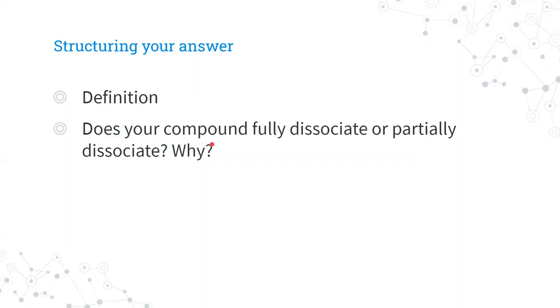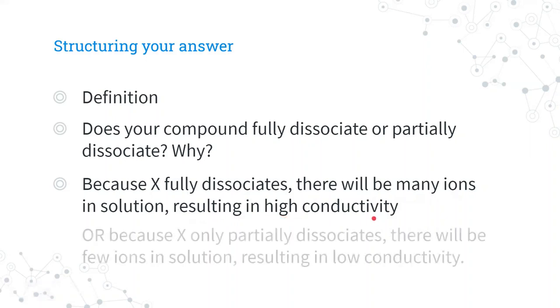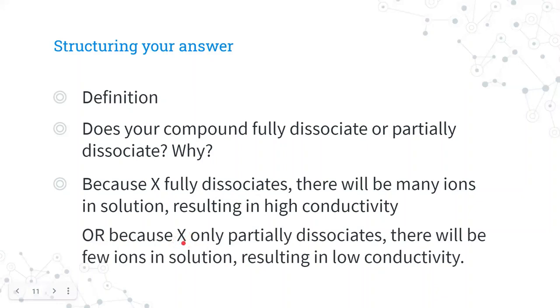Next, we want to ask ourselves, does your compound fully dissociate or partially dissociate, and why? We have to identify whether our compound is something like a salt, in which case it will fully dissociate. If it's something like a weak acid, it will only partially dissociate. Then we want to justify. So say for solution X, it could be a salt: because solution X fully dissociates, there will be many ions in solution, resulting in high conductivity. Or if we have something like a weak base, we can say that because this only partially dissociates, there will be few ions in solution, resulting in low conductivity.